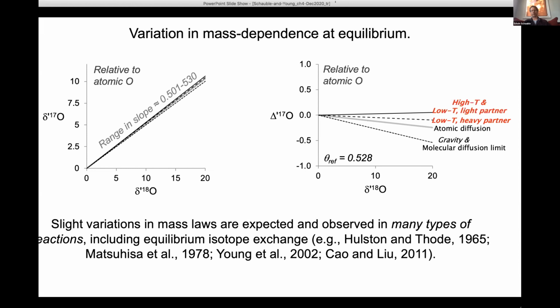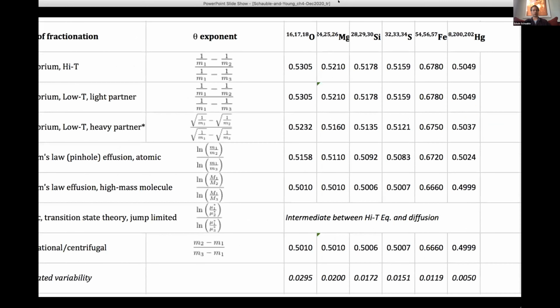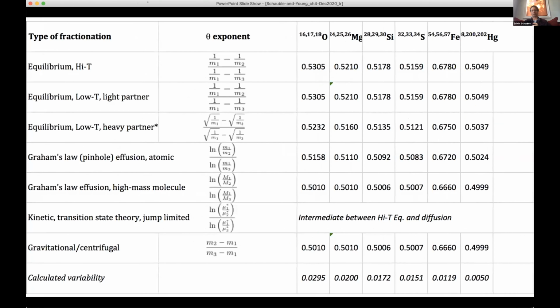And these variations have been known for a long time, going back more than 50 years, particularly in the case of sulfur. And as has been pointed out in a previous presentation, Matsuhisa did some calculations along these lines in the 1970s. Ed Young wrote a paper in 2002, and then Cao and Liu, of course, in 2011 made a really important contribution by showing that these variations may actually be useful for geochemistry in a way that hadn't quite been appreciated before.